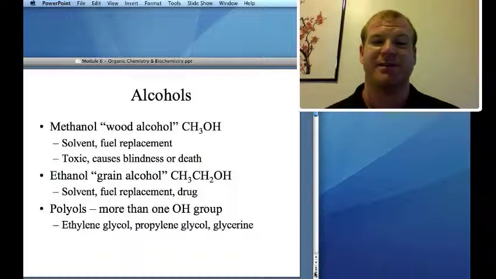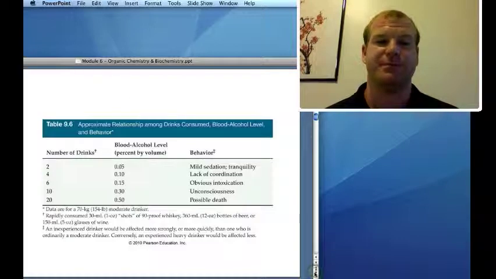In polyols, you have more than one OH group. So ethylene glycol, that's antifreeze. Propylene glycol, ethylene glycol has 2 carbons. Propylene glycol has 3 carbons and 2 OHs. And glycerin has 3 carbons, 3 OHs. This is found in fats and can be used in food.